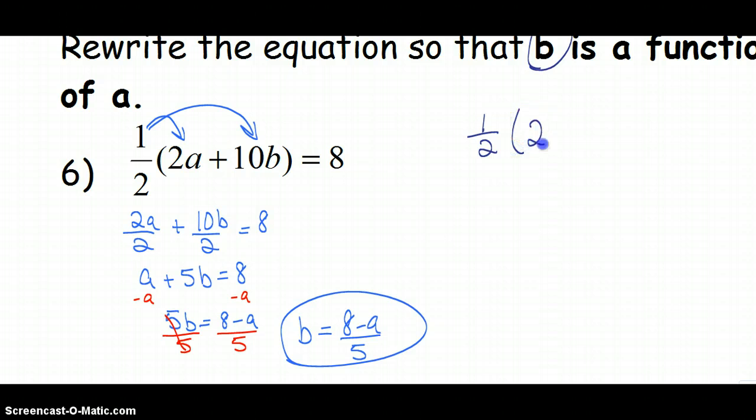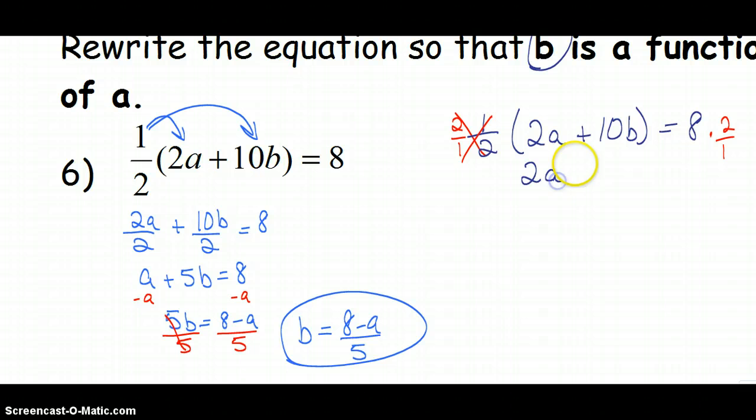So I have 1/2 times 2 times a plus 10b is equal to 8. Now when I multiply by the reciprocal, I'm going to get rid of this fraction. And it's a really good fraction to multiply by because my numerator was 1, so when I multiply by the reciprocal, I'm multiplying by a whole number. So now I have 2a plus 10b is equal to 16. 8 times 2 is 16.